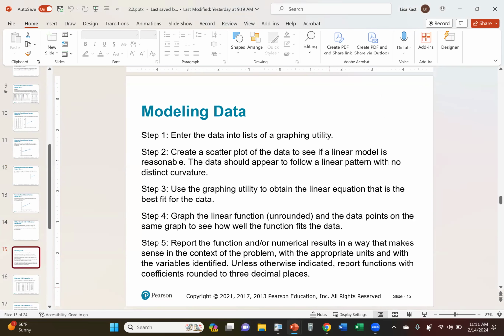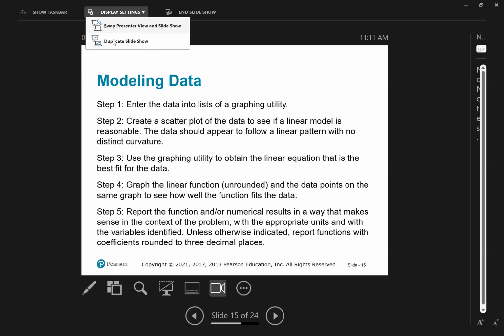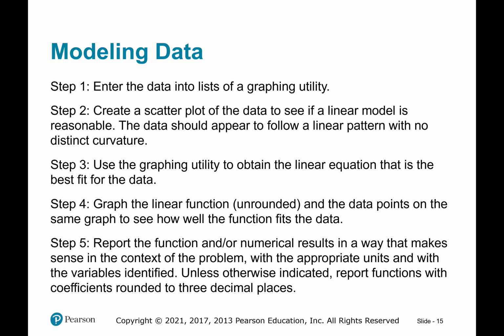So here are your steps. Enter the data into list of your graphing utility, your calculator. The first thing you want to do is create the scatter plot, and you want to do that first because if it's not linear, then you're not going to move forward. If your data is just random, then why try to find a line that fits it?